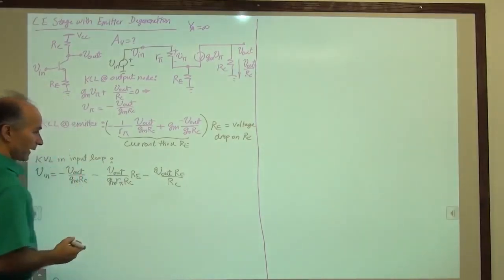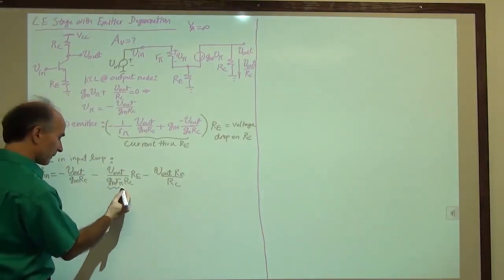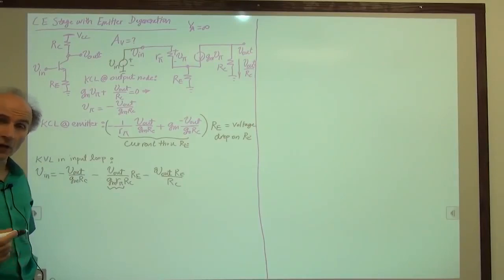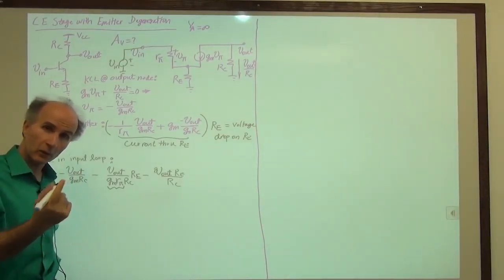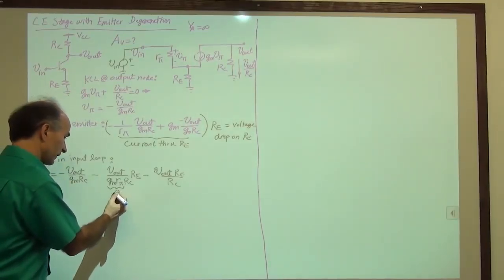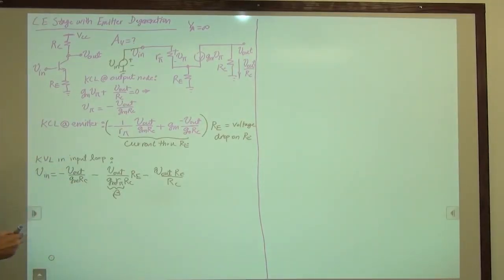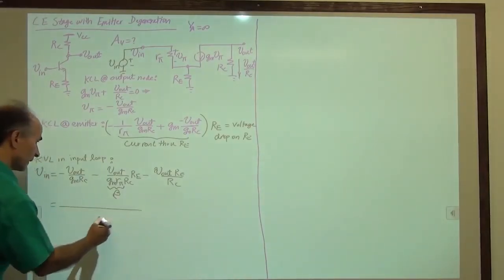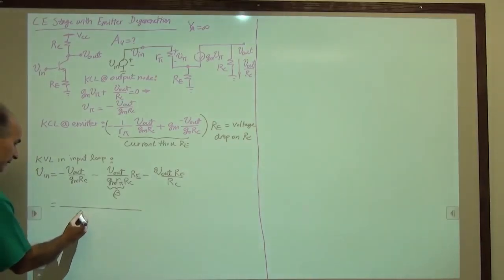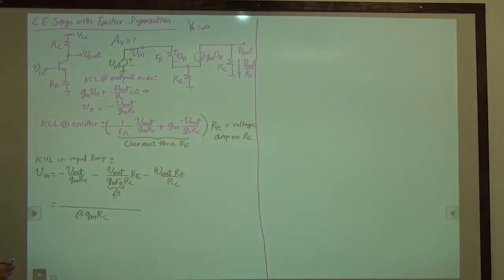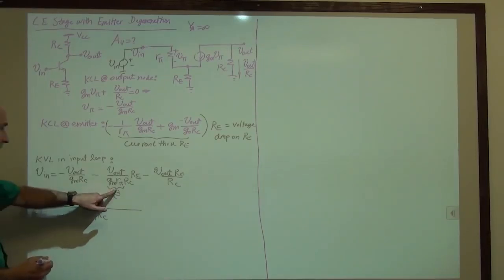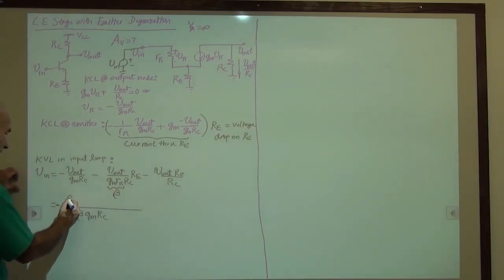Well, now we just need to find V out over V in. Again, let's make some simplifications. Do we know what GM R pi is? Remember, R pi was equal to beta over GM. So GM R pi is equal to beta. That's nice. Beta here. And now we can write this as beta GM RC as a common denominator. And then here, I have a negative sign, I'll keep it over here. Then this beta goes multiplied by V out.